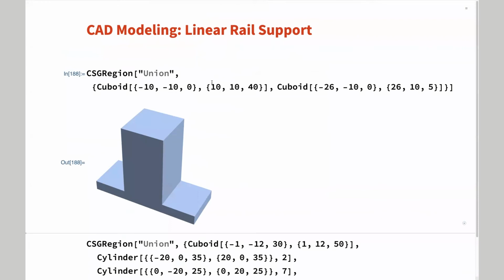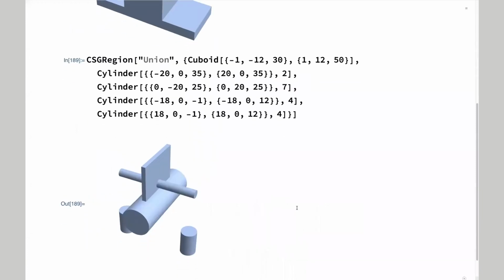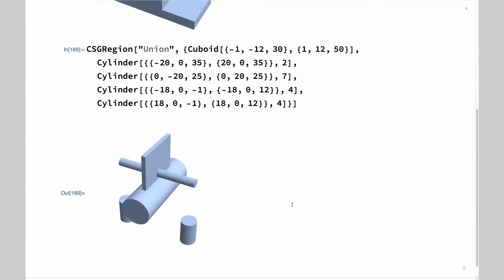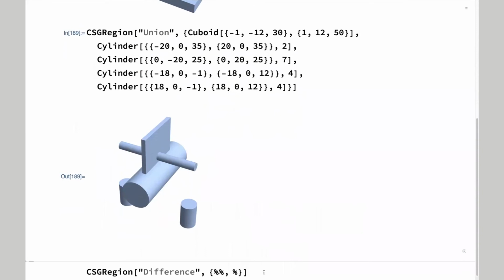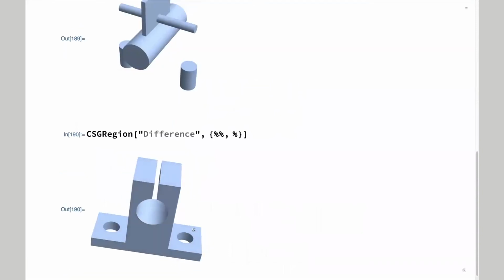So first you build the base. In this case, I do a union of cuboid. And from that, I will probably extract the cylinder and the axis. And if I run that, I get that object.